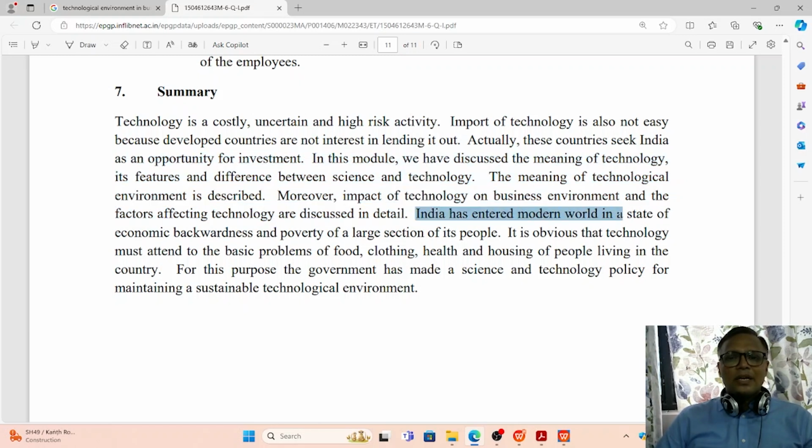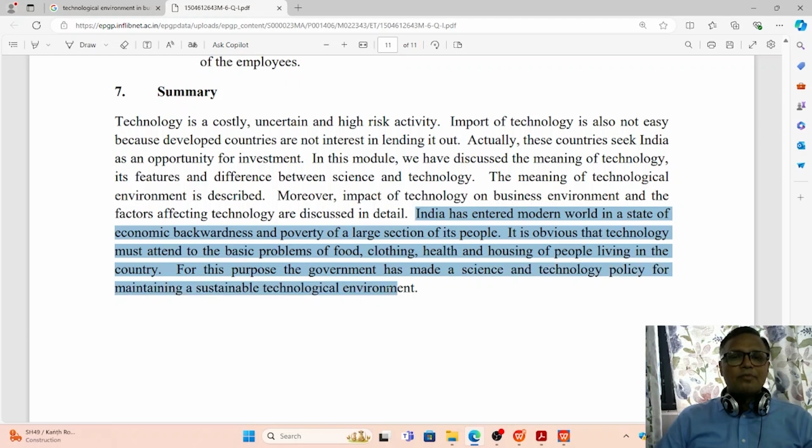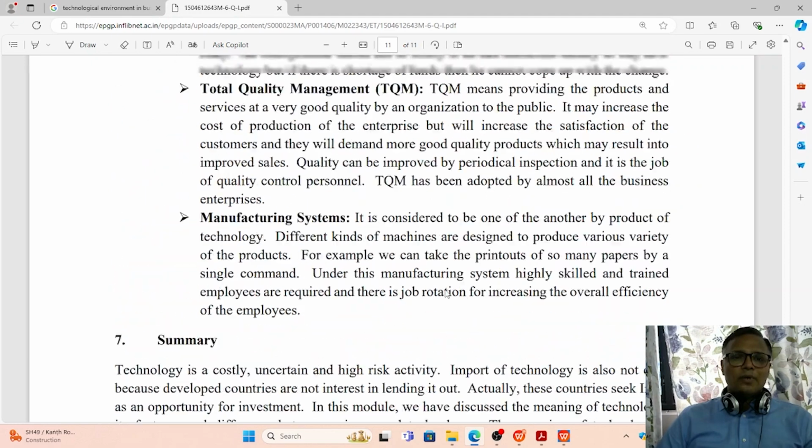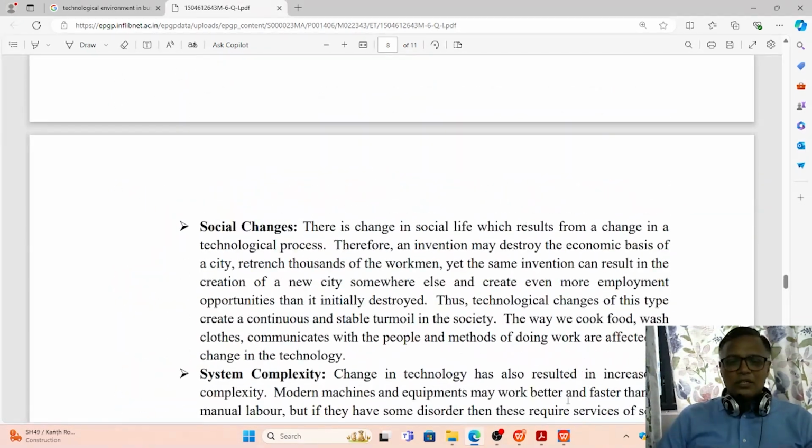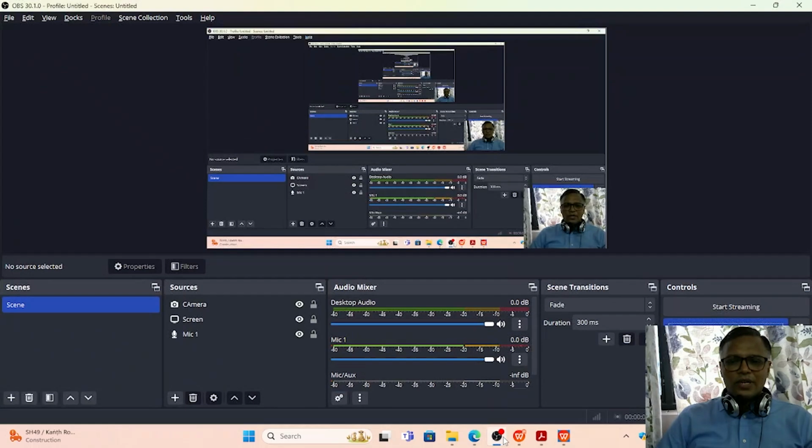India has entered a modern era in a state of economic backwardness and the poverty of a large section of its people. It is obvious that the technology must attend to the basic problems of food, clothing, health, and housing of the people living in the country. For this purpose, the government has made a science and technology policy for maintaining a suitable technological environment. So this is all about the technological environment, and this is what we have discussed and studied over here.